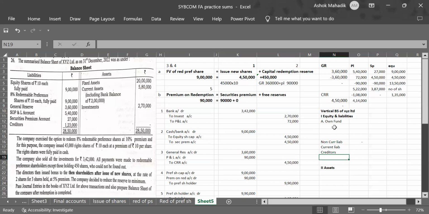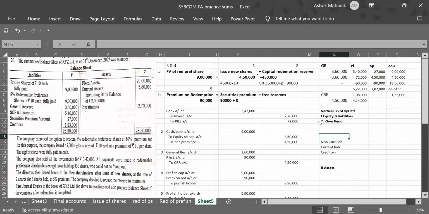Clear? So once again, we have in vertical balance sheet two sides, equity and liabilities and assets. Under equity and liabilities, as the name suggests, one part is equity, that is own fund, and second part is liabilities. Liabilities we have to bifurcate as current and non-current. Current liabilities you are already aware. Okay, creditors, outstanding expenses, those are current liabilities. Okay, so what are non-current liabilities? Non-current liabilities include long-term loans, debentures, bank loans. Clear? Okay. So in this sum, we don't have any non-current liability, that is long-term liability, but we have a current liability item, creditors. Clear? Under own fund, I told you, we'll take all the share capital and reserves. Okay.